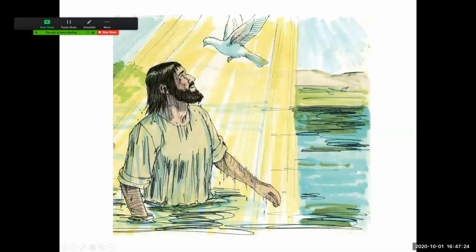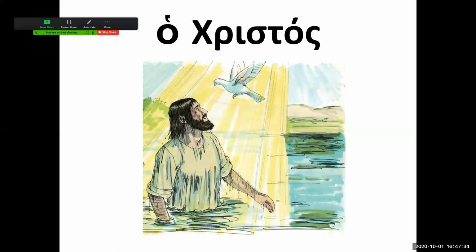And we have Jesus also in this picture, but it depicts the Holy Spirit coming upon him because he was empowered as the Christ of God. Actually, Christos, the Christ, is not so much a name as it is a title, an office.